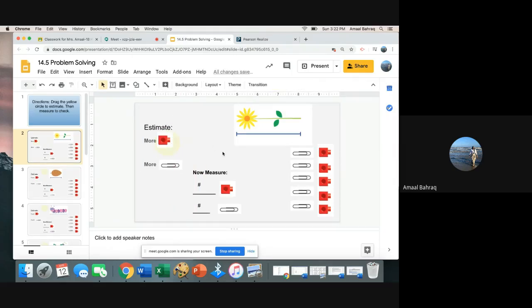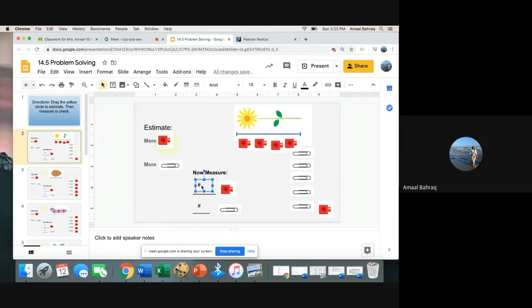Now that I'm done with that, I'm going to actually measure it. Notice that you have objects on the side that you can use to measure. So I'm going to grab a cube and I'm going to actually measure. 1, 2, 3, 4. I needed 4. So I'm going to write my number right here. I'm going to write 4.